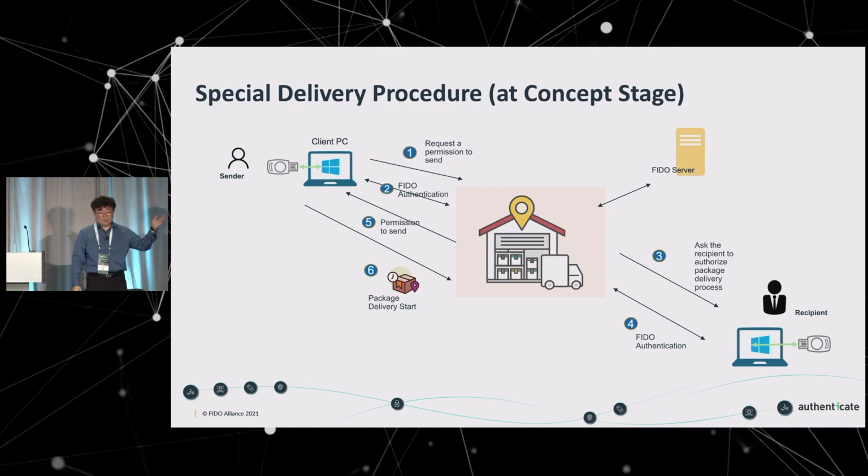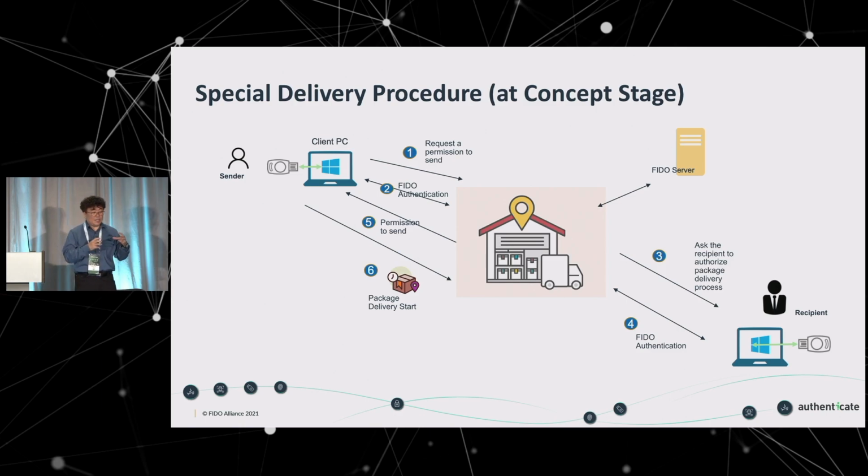So initially, the sender actually gets the approval. The middle is the carrier company, and then FIDO authentication happens, and then the carrier company says, hey, this guy will send you a package. Do you want to accept that? And then sure, you accept it and then it's sent. So this is a simple mechanism, but everything is using FIDO authentication and then getting approval of the package.